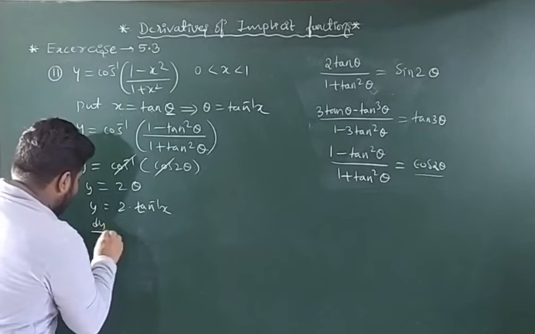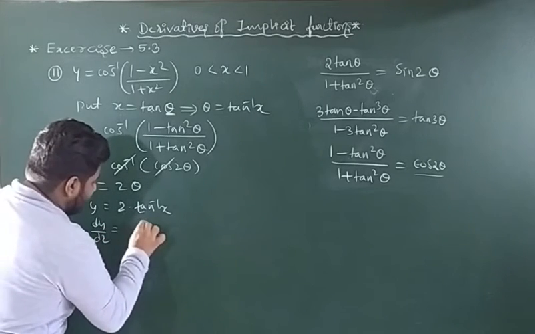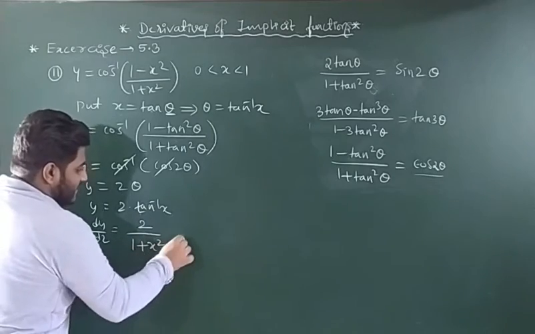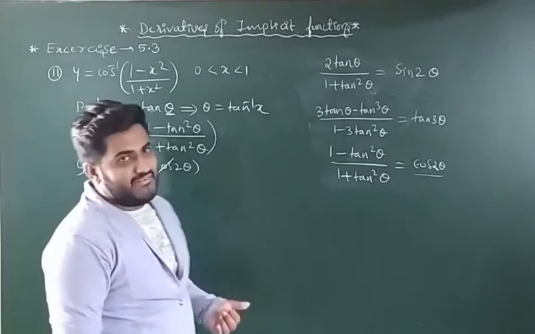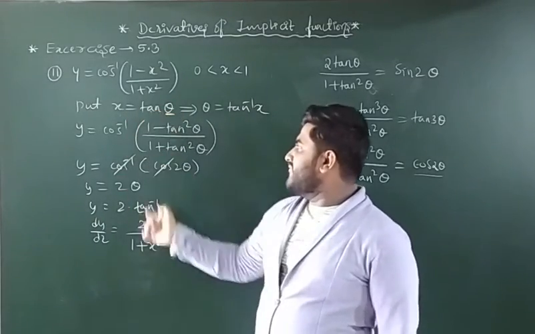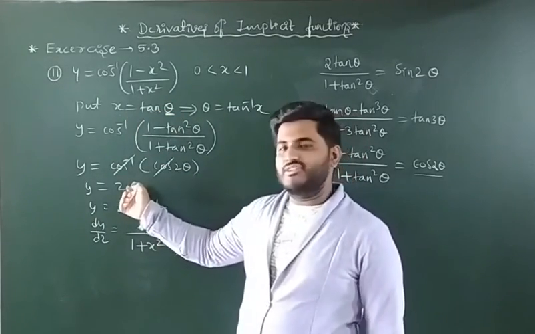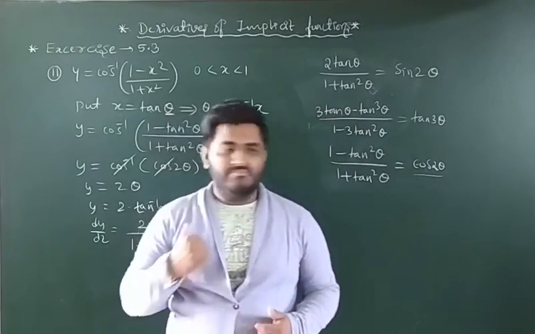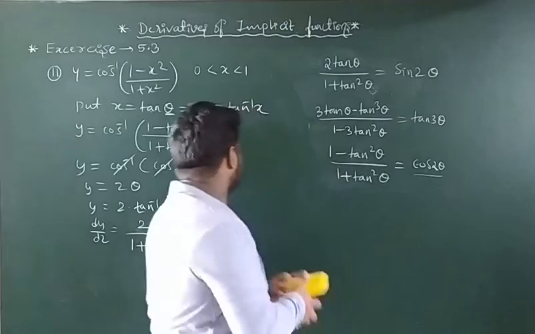Nothing but dy by dx equal to 2, as it is a constant, times the differentiation of tan inverse x, which is 1 by 1 plus x square. This is the answer for the 11th question. Just put x equal to tan theta and simplify up to this 2 theta formation. After that, go on putting the value of theta and find the derivative. Very simple example. Next one.